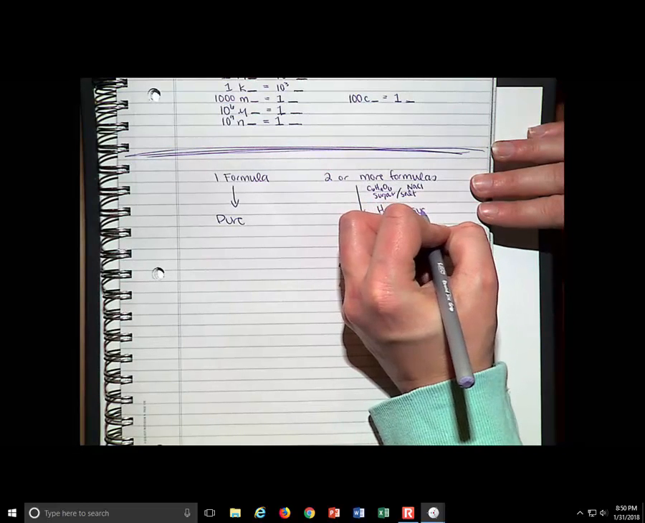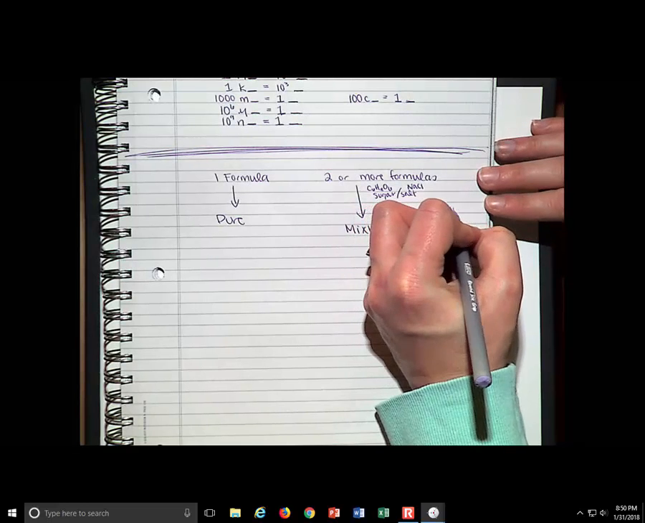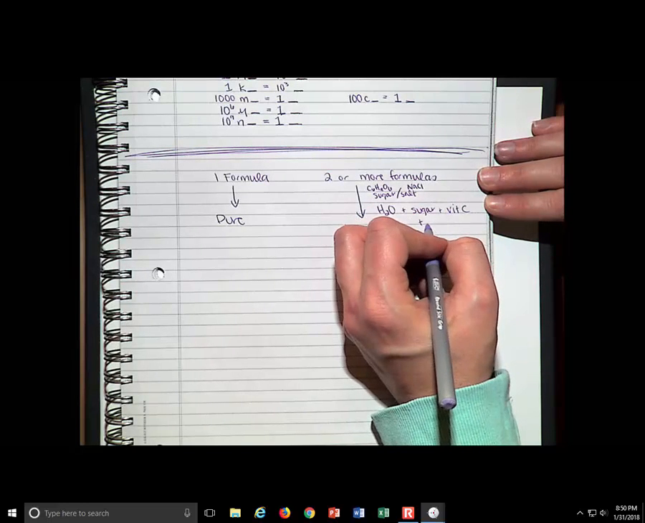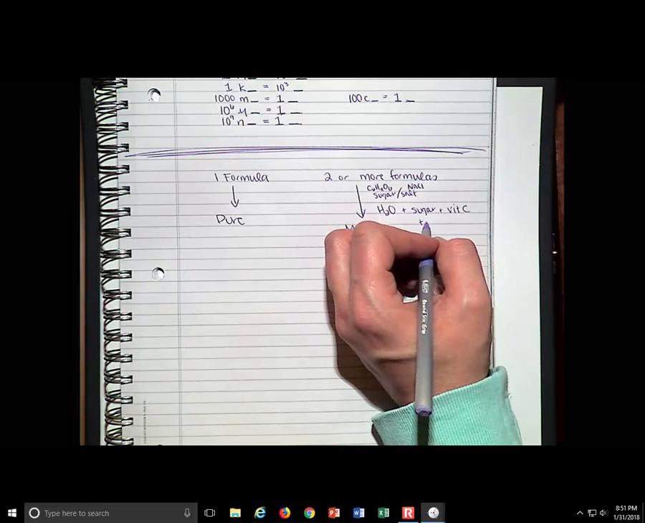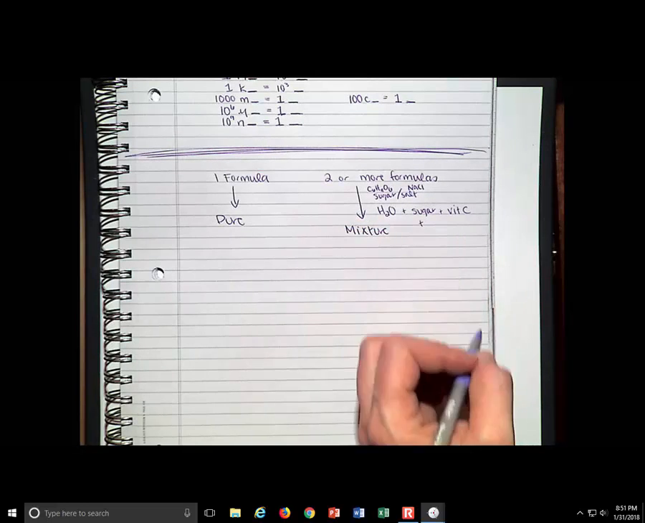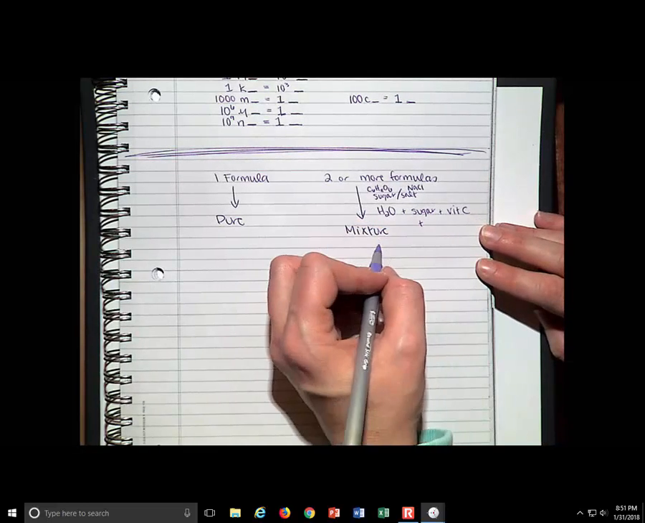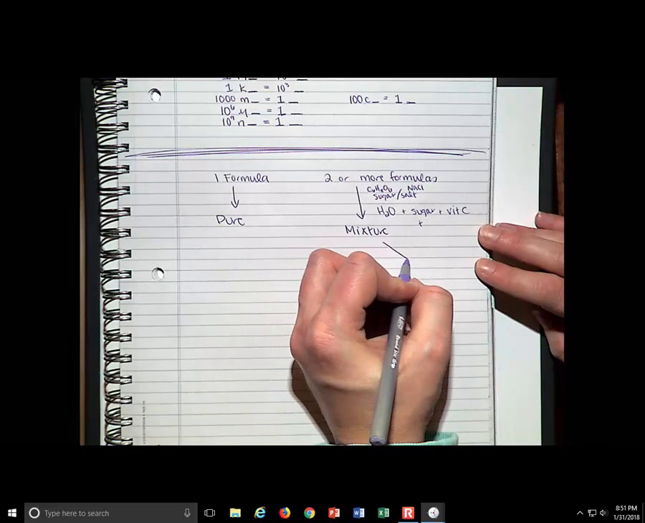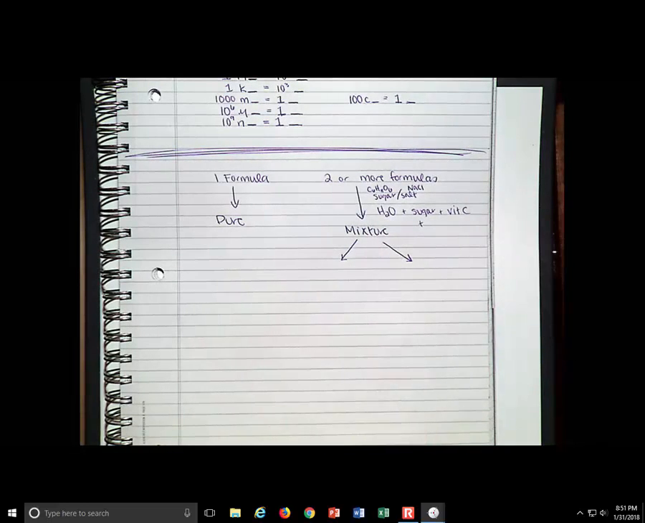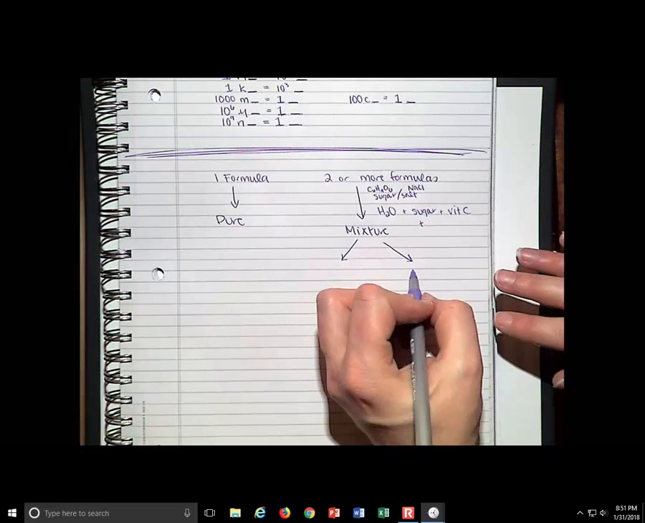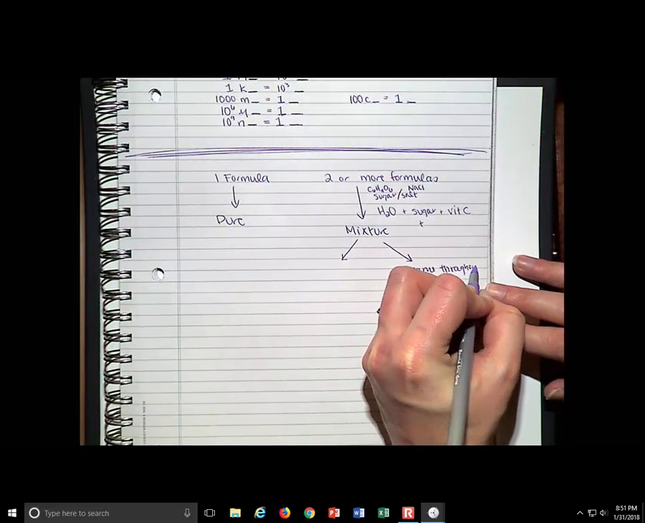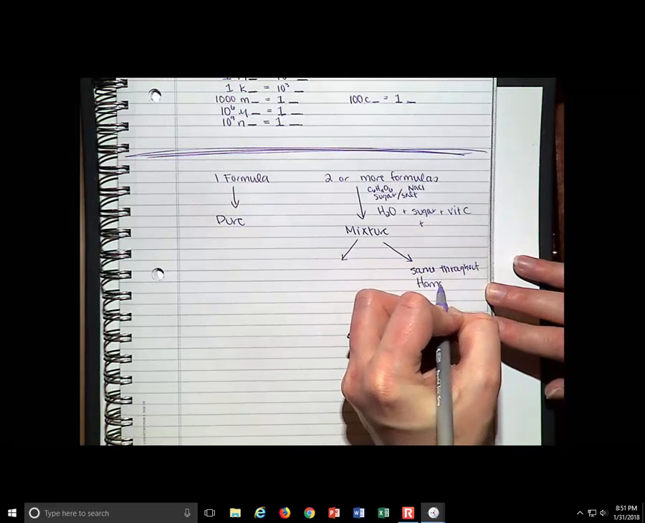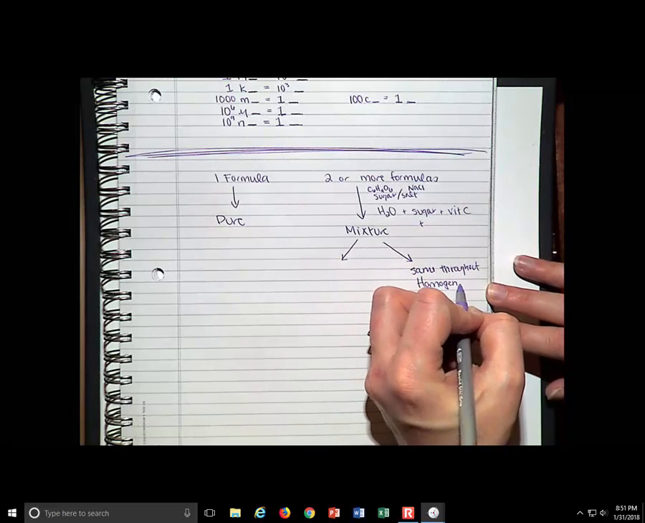So, sugar, vitamin C, anthocyanins, polyphenols, all of those crazy compounds that they tell you you should get more of, antioxidants. But if it's a mixture, we have to look at it and decide, is it the same throughout or not? If it's the same throughout, then it's homogeneous.